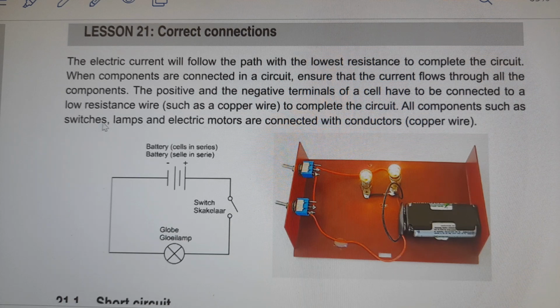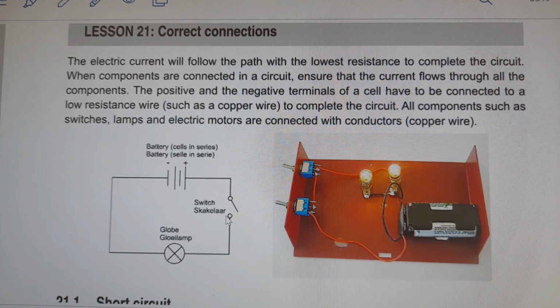All components such as switches, lamps, and electric motors are connected with conductors or copper wire. So you see now, this is your battery because I've got two cells. The longer one is the positive terminal and the shorter one is the negative terminal. So current flows from the positive terminal this way, and this is a switch. If the switch is open, it means the circuit is open, so the current cannot flow. But if you close the switch, the current can flow.